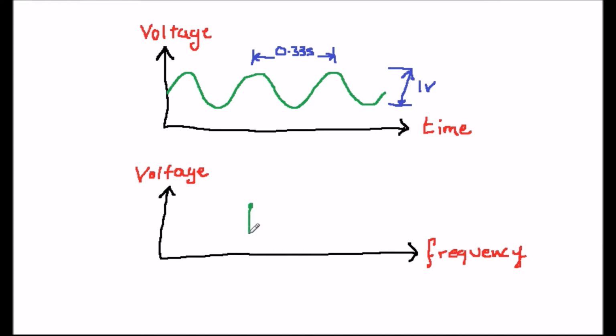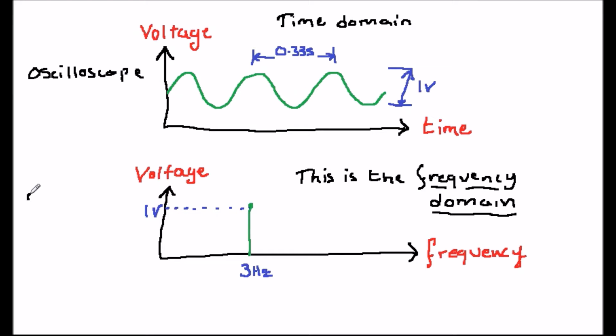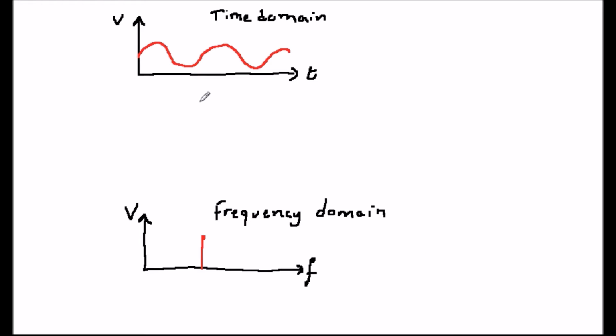Where this comes in handy is if you have a very complex signal and you would like to see which frequencies it contains. An instrument is available which measures and displays this directly, called a spectrum analyzer. And the frequency domain representation of a signal is sometimes called its spectrum.